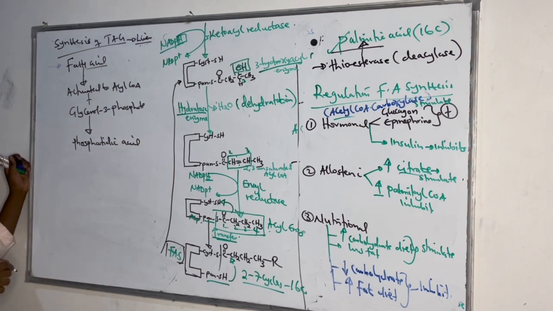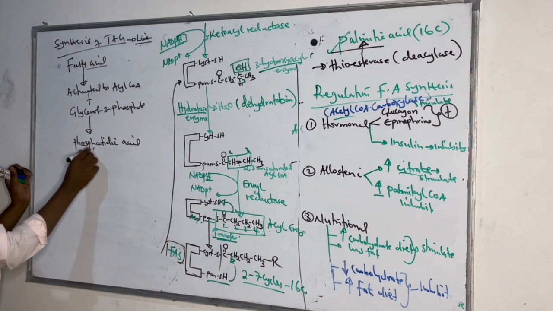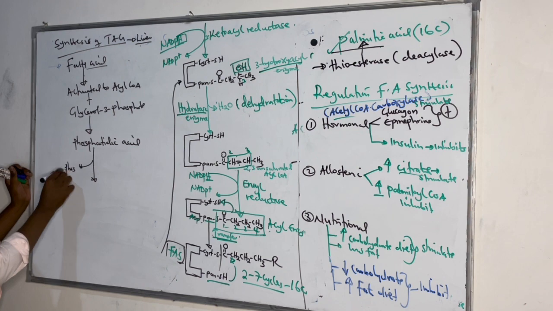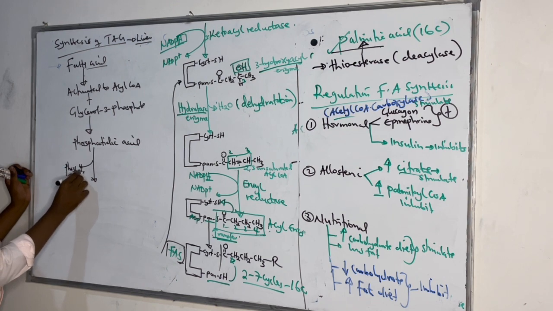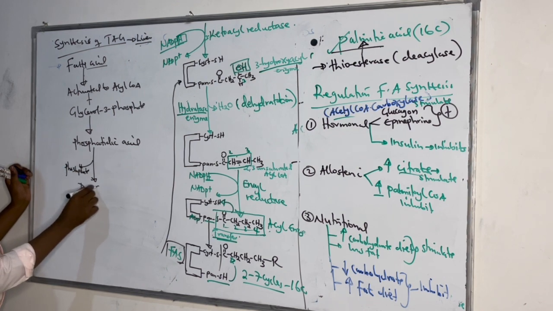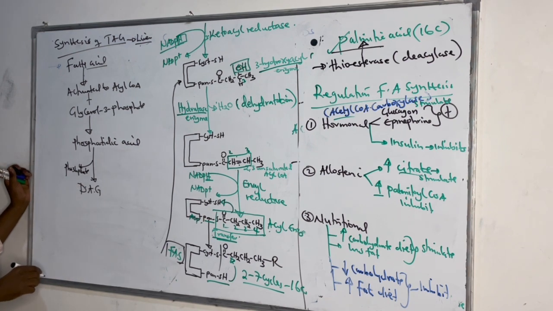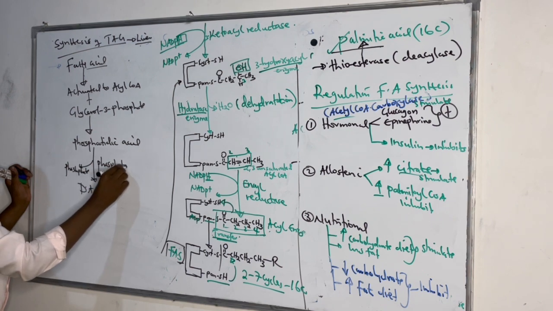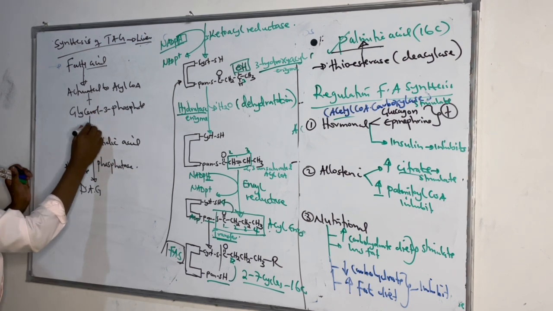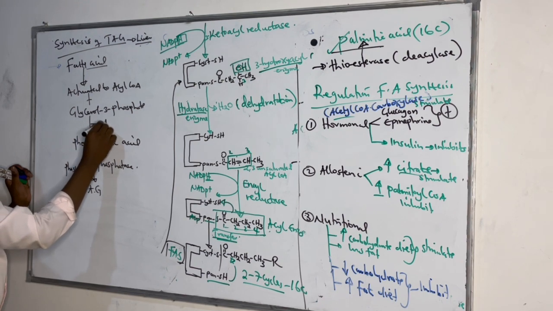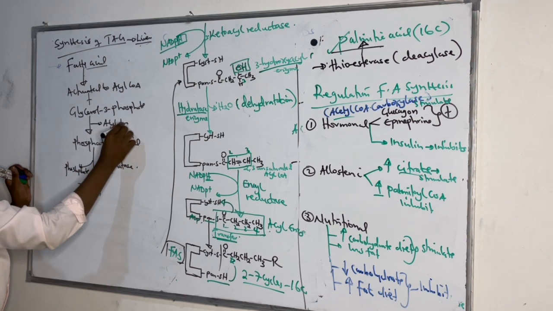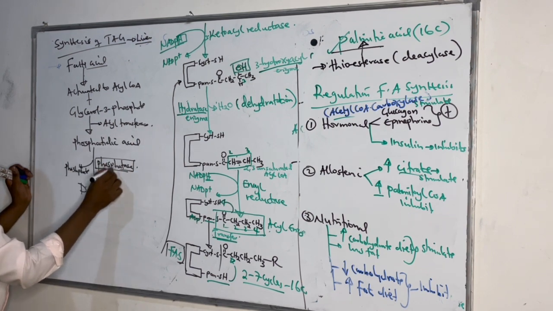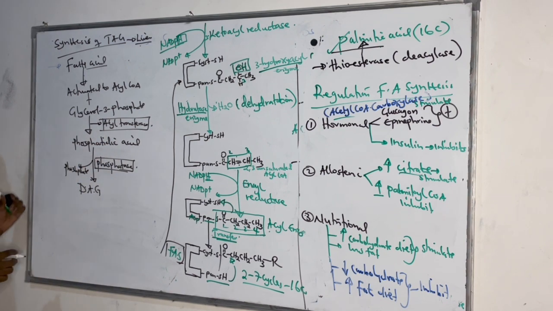We form phosphatidic acid, and from it we remove the phosphate group. It is cleavage of the phosphate, and we form DAG, known as diacylglycerol. This process is catalyzed by a phosphatase enzyme, and the acylation reaction is catalyzed by an acyltransferase enzyme.